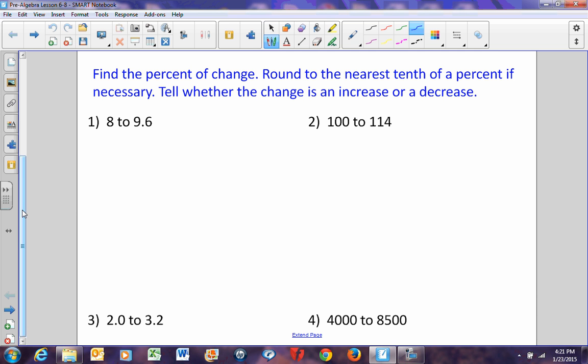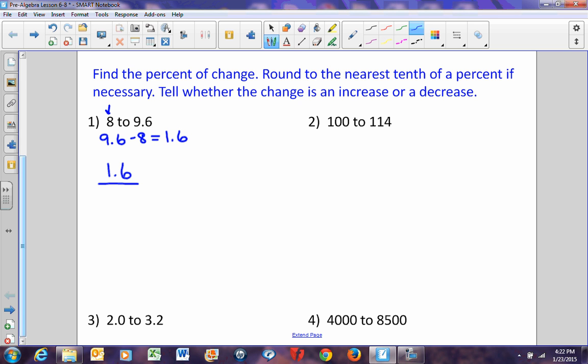Let's take a look at this first problem. 8 to 9.6. Well, the amount of change, if we take the bigger number and subtract the smaller number, is 1.6. That is my amount of change. You don't need to do a negative or positive, because that's taken care of in whether you tell me it's an increase or a decrease. So the amount of change will always be a positive number. You just always subtract the smaller number from the larger number.